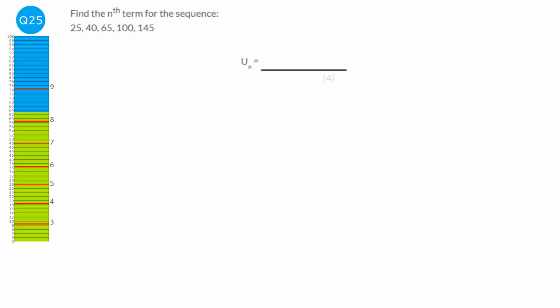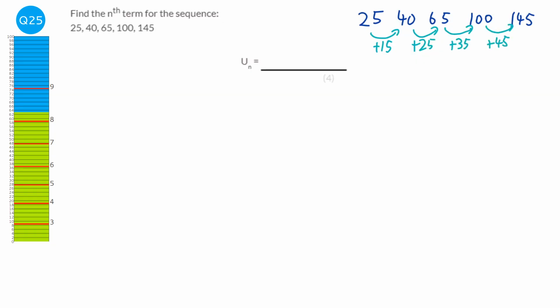So the first thing we're going to do is just write out the sequence: 25, 40, 65, 100, 145. And we're going to find the differences. So this is going up by 15. And then this is going up by 25. So they're not the same. This is now going up by 35. And then this by 45. So the differences aren't the same, but the difference of the differences is the same. And when you've got a difference of differences being the same, we've got a quadratic sequence.